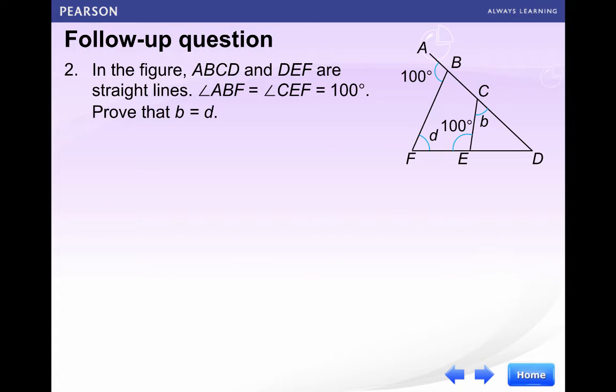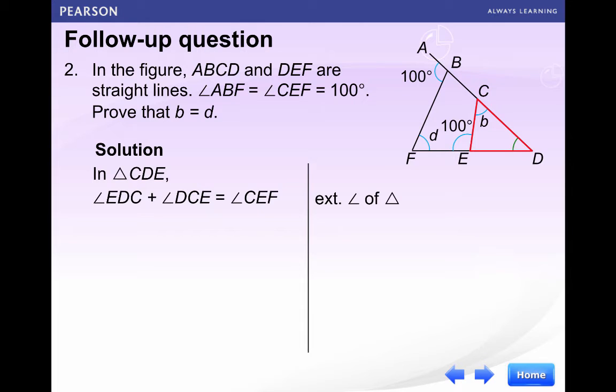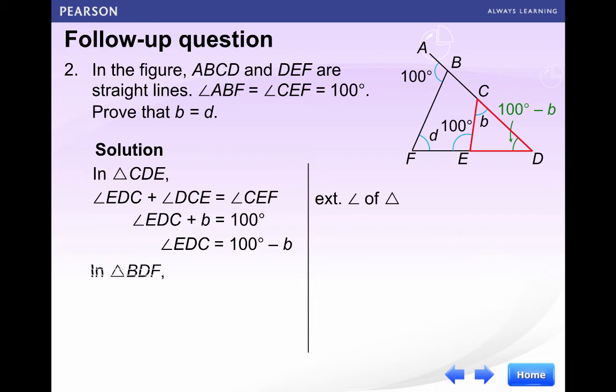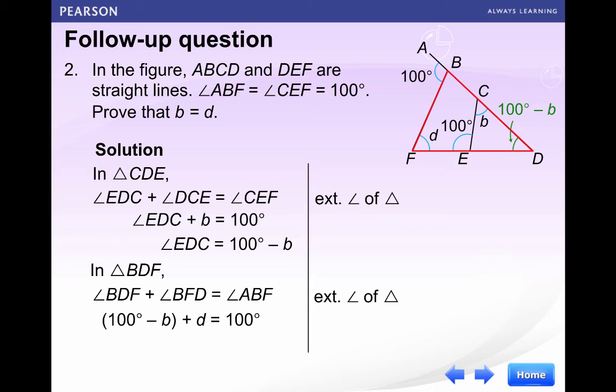Last example here. First of all, we look at triangle CDE. We use the exterior angle of triangle so that we can find that angle EDC will be 100 degrees minus B. And we look at another triangle, triangle BDF, and we add these two angles, that means D and 100 degrees minus B. We add them up, and it becomes the exterior angle, that means 100 degrees. So after that, we can find that B equals D.